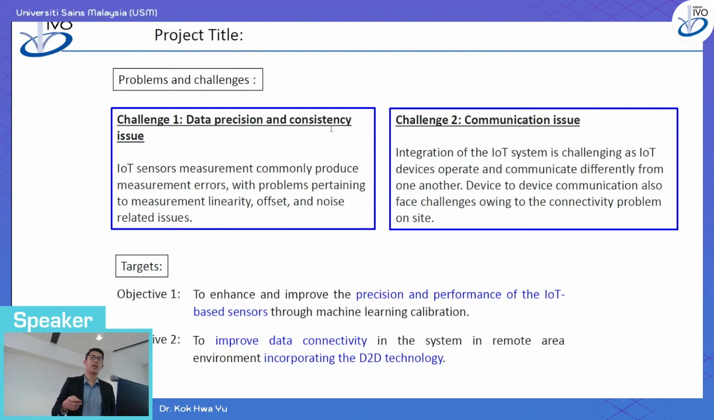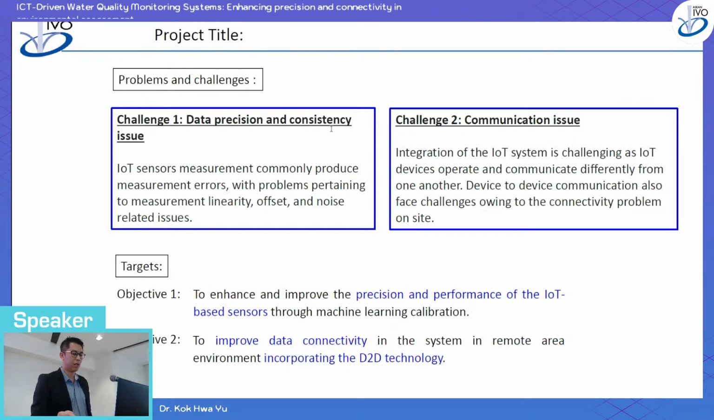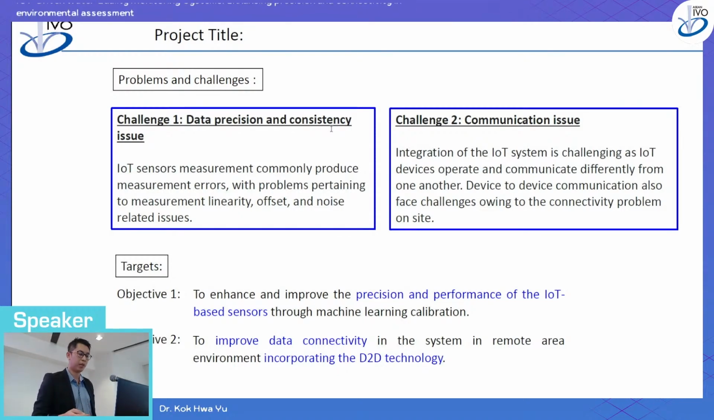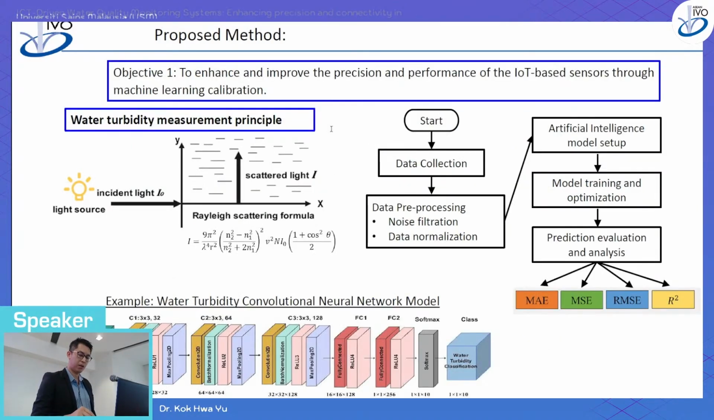The second one, when we try to implement an IoT system, we have a problem with connectivity. Connectivity is an issue when we cannot pass the data from the device to the server. So to address these two challenges, we have two objectives. One is to improve the precision and also the performance of the IoT-based sensor. The second one is to improve the data connectivity.